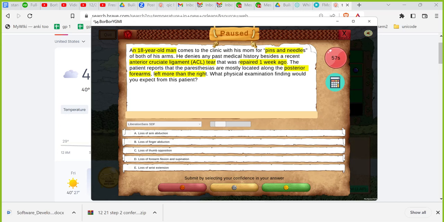And an ACL tear in the knee. And so I'm still thinking about this question. I think this is actually kind of a difficult question. But what physical examination finding would you expect from this patient?